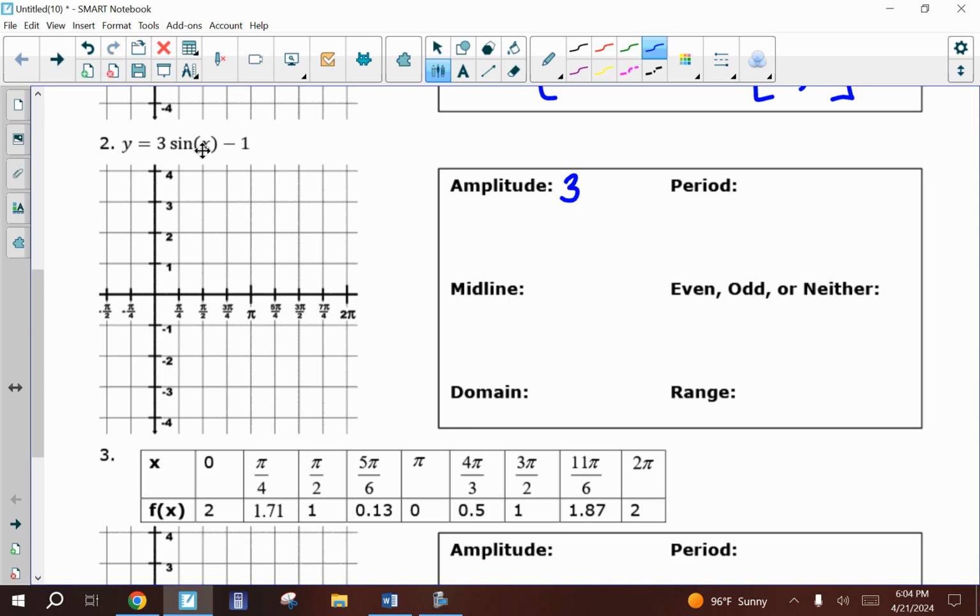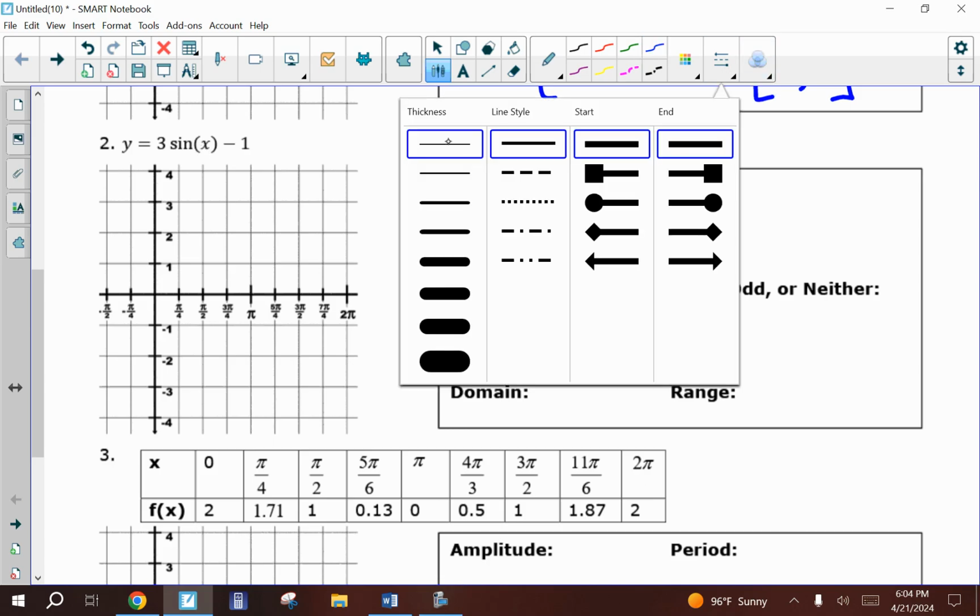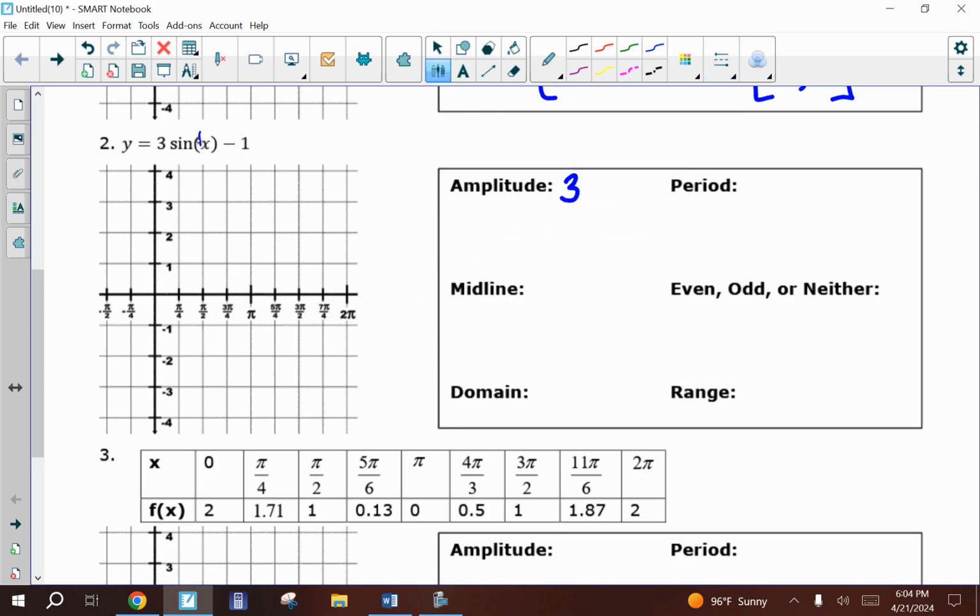The period, again, guys, this has a 1 in front, so it's just 2 pi. And then my midline is always found over here at the end. So my midline is going to be y equals -1. And make sure you put y equals, because if you just put -1, that's technically wrong. Then the rest of it we're going to get from the picture.